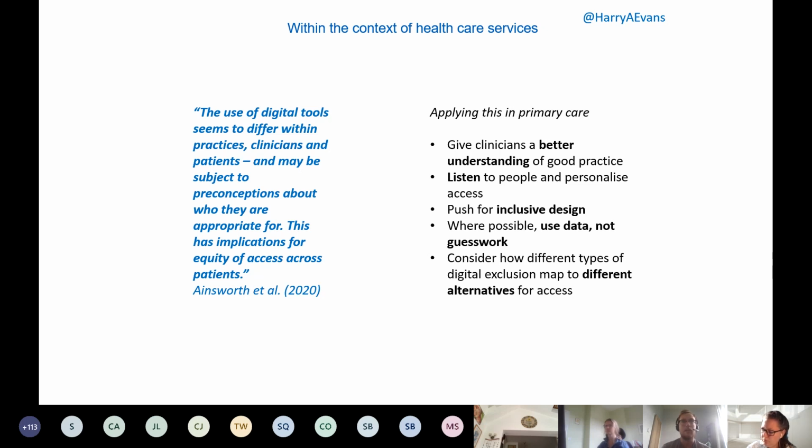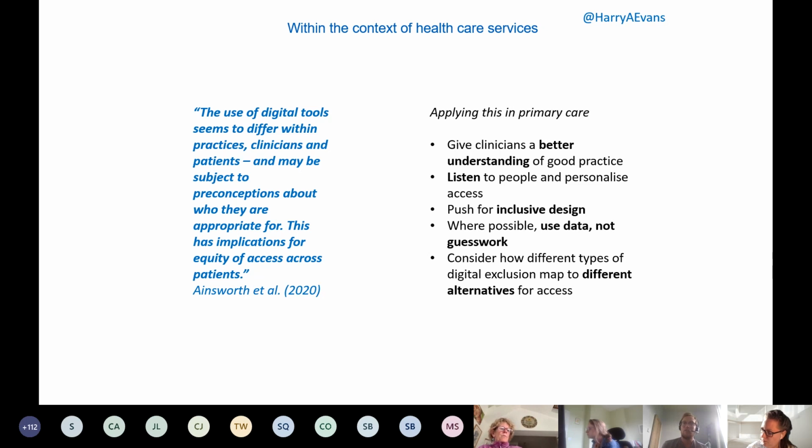So we need to think about how, as a system, we can support those healthcare professionals to make good decisions about this. And the way that within our programme we're thinking about applying this within primary care is, firstly, how do we give clinicians a better understanding of the good practice that's out there? How do we support those professionals to listen to people about their needs, their requirements, and personalise access to digital healthcare? How do we then push upwards, push to the suppliers and the people who are operating the technology for more inclusive design?